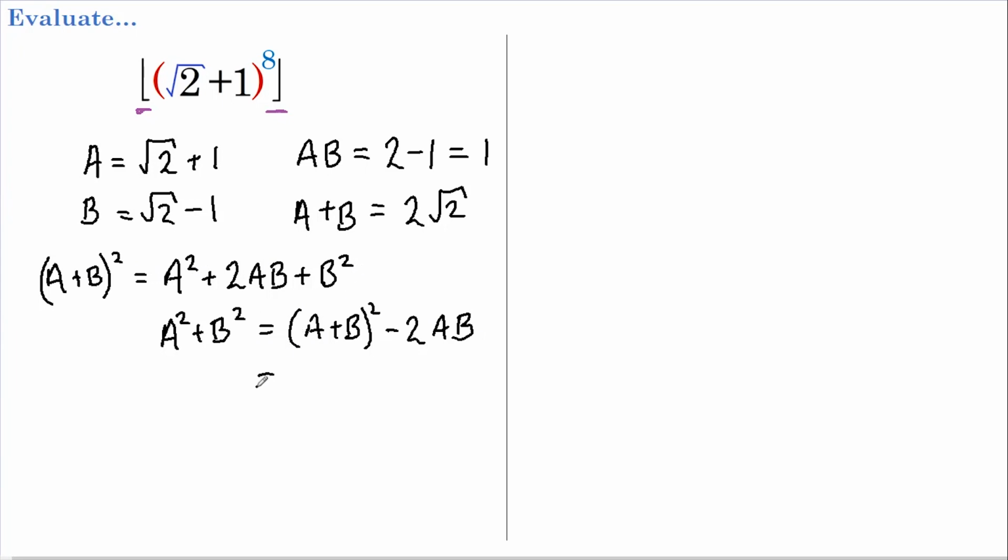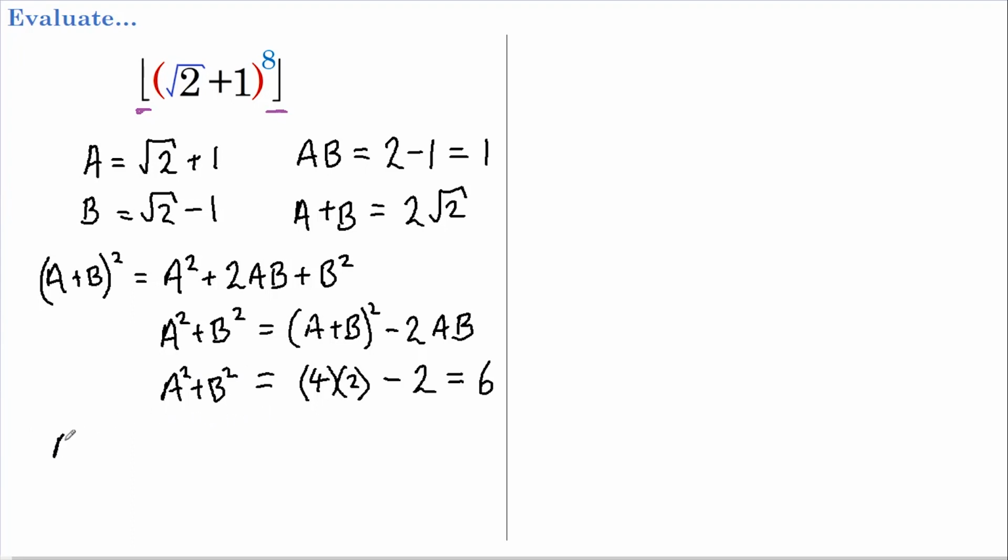And since we know that A plus B is 2 root 2, then we can just square 2 root 2 and we get 2 2's are 4, and root 2 times root 2 is 2, less 2 lots of AB. AB is 1, so this is just 2. Therefore this equals 6. So A squared plus B squared equals 6.